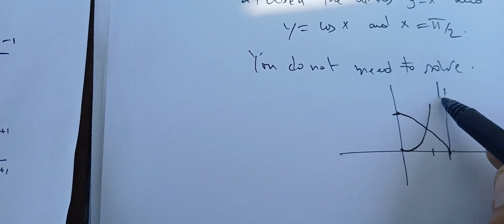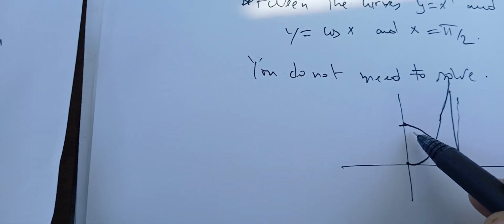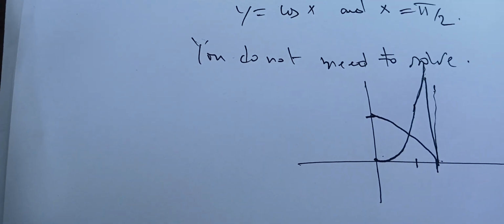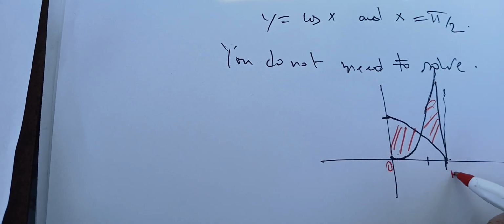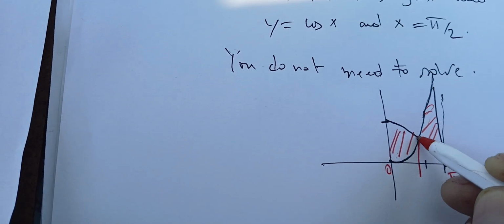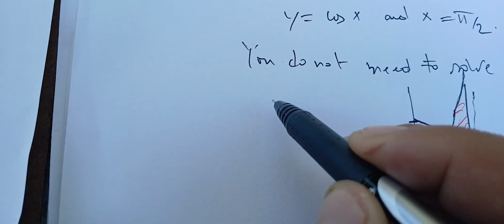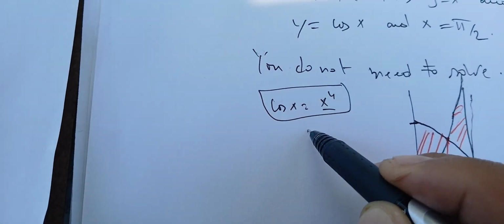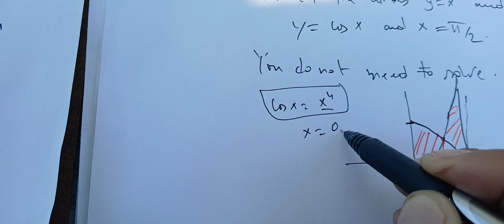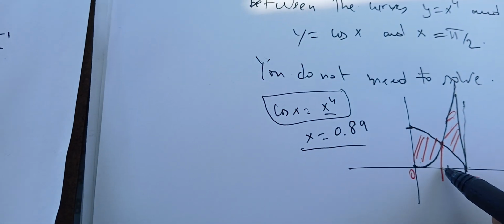Okay, so here this is pi over 2, and the area enclosed between these two and pi over 2, that means we are looking for this area here. We know this point is 0, this is pi over 2, but we don't know this one. So this is a critical point. This is a solution of the equation cosine x equals x to the power 4. We can give an approximation of 0.89 as this solution here.